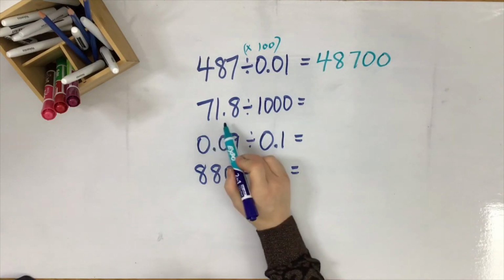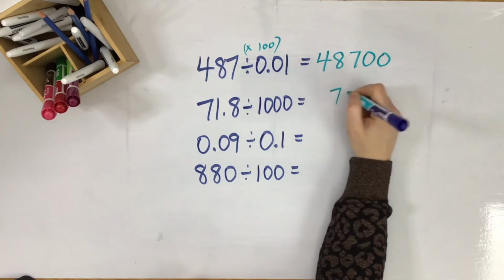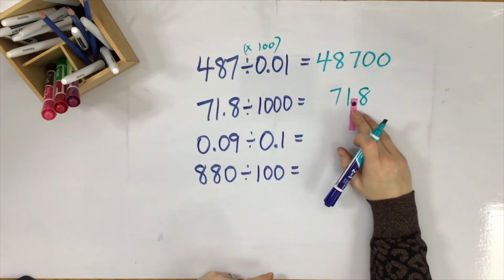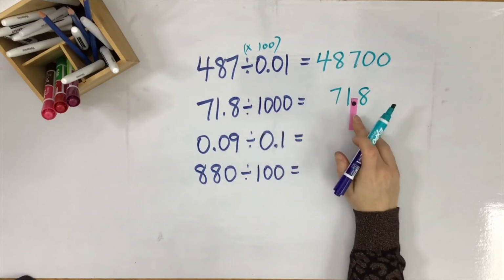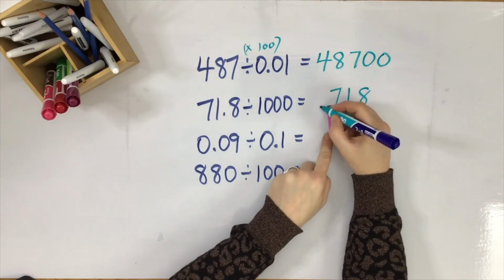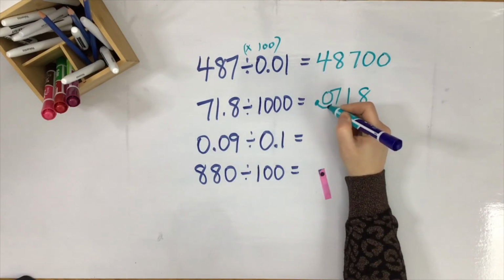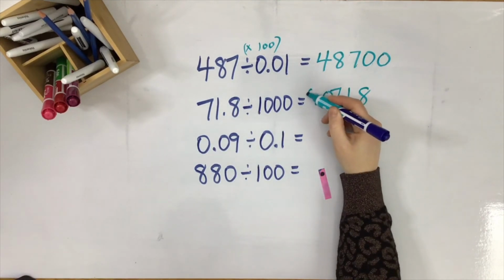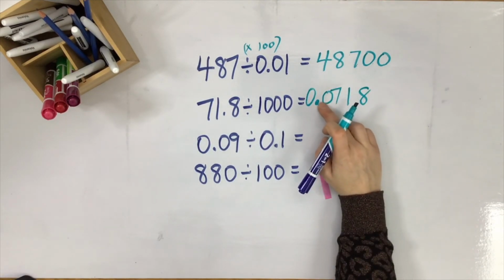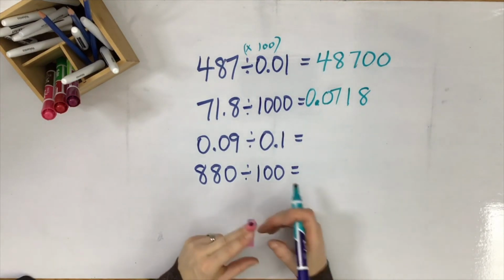Okay, 71 8/10 divided by 1,000. So let's start with our digits. 71 8/10. Dividing by 1,000 makes the decimal move 3 times to the left. 1, 2, and a third. Creates an open space here that I have to fill with a 0. And you should put a 0 to the left of the decimal too if there's no other numbers there. So that gives us 718 10,000ths.